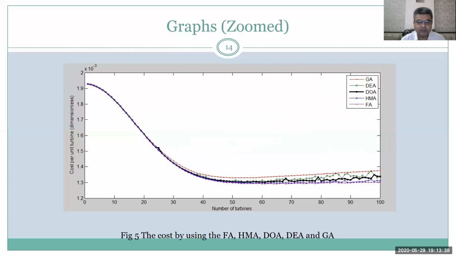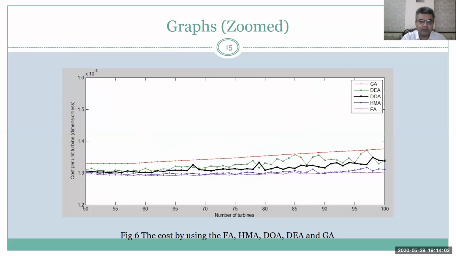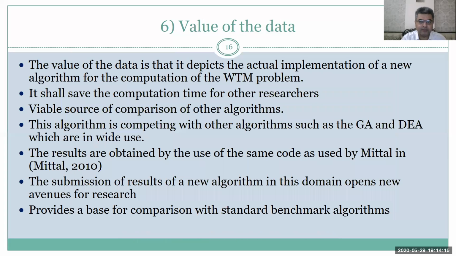Again, the graph for the cost shows that the cost is minimal, and the results for the DOA are right in the middle. The Firefly algorithm giving the least cost, the HMA giving a lesser cost, and the DOA right in the middle. And above DOA are the differential evolution algorithm and the GA. Right, we can zoom in and we can verify that for most part of the simulation, DOA is right spot on, better than DEA and GA.